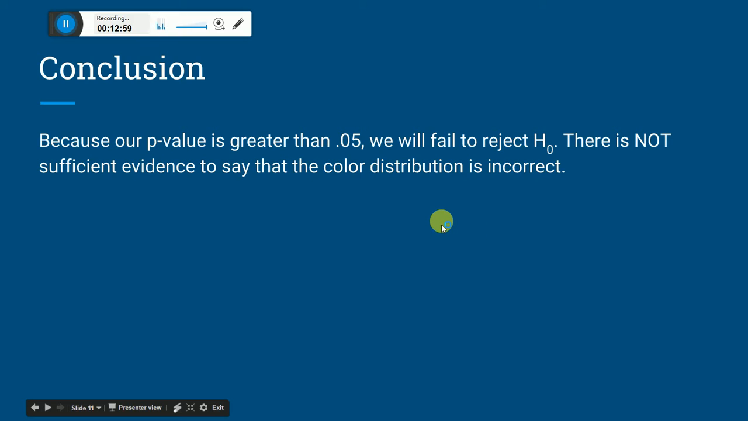And because our p-value is greater than 0.05, we fail to reject our null hypothesis. Again, this is at the 0.05 level. We will fail to reject the null hypothesis and say that there is not sufficient evidence. On the other hand, if we decided that we wanted to use a 10% significance level, then we would have significant evidence because our p-value is less than 10%, and then we would say that the color distribution is incorrect. So again, depending on what the alpha level is, that will make a difference in the type of conclusion that we make.